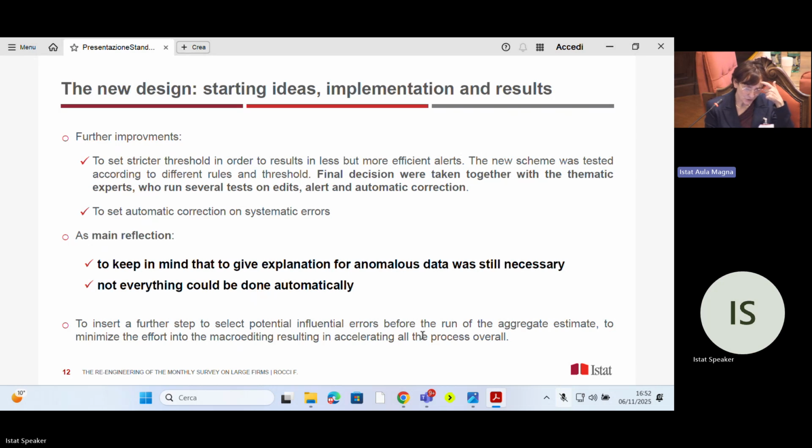As main reflection, anyway, was to keep in mind that giving an explanation for anomalous data was still necessary, because most of the alerts were not errors, but anomalous data. Not everything could be done automatically. To insert, finally, a further step to select potential influential errors before the run of the aggregate estimate, to minimize the effort in the macro editing.